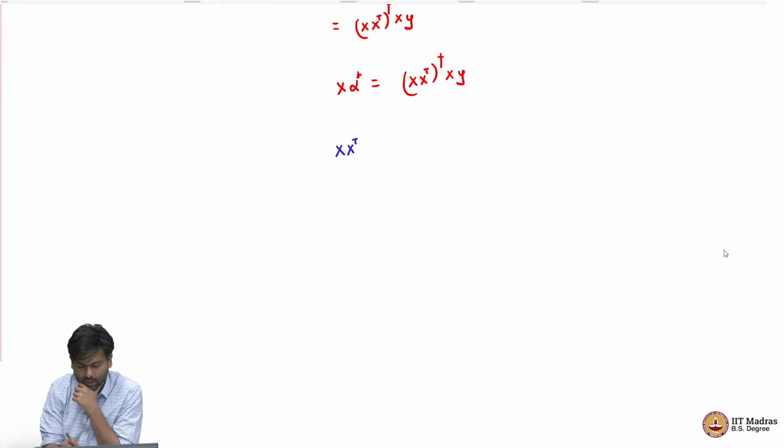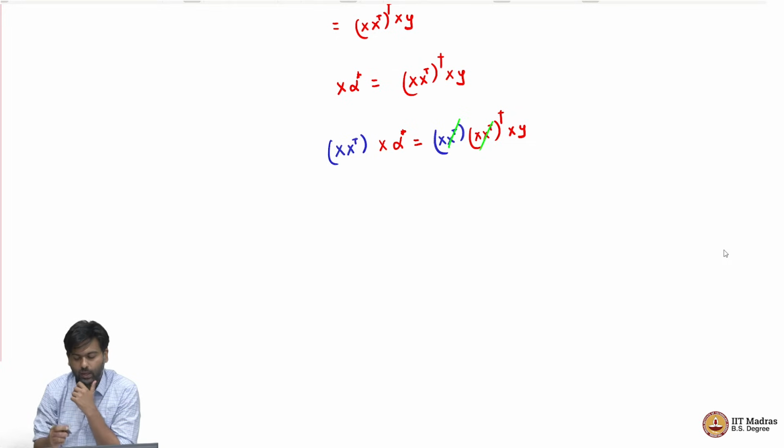So, we will pre-multiply by xx transpose on both sides to get xx transpose x alpha star equals, again, xx transpose into (xx transpose) pseudo inverse xy. This is to cancel out this guy. These two cancel out because that is the property of pseudo inverse: if you multiply the matrix with its pseudo inverse, you will get an I. So this just means we have x transpose times x alpha star equals xy. This is where we are right now.